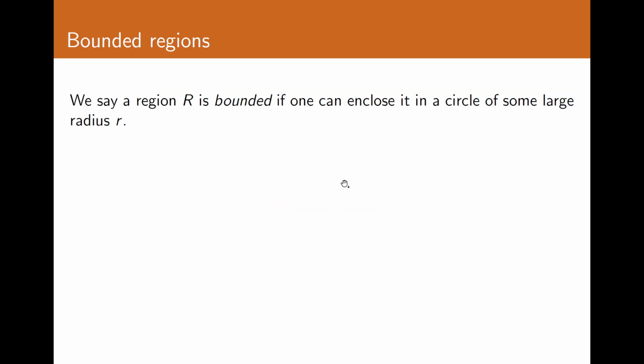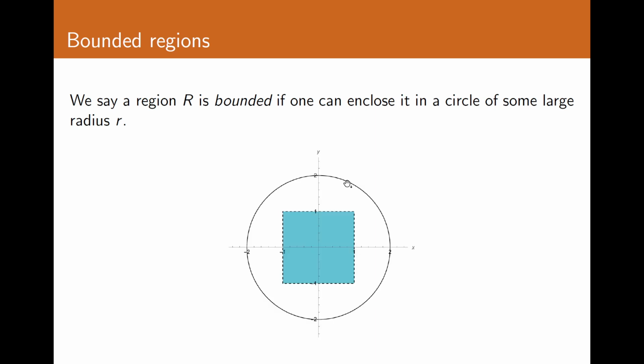We say a region is bounded if one can enclose it in a circle of some large radius r. So for instance, with the last region we looked at there that didn't contain its boundary points, notice I can draw a circle around this. So that means it's a bounded region. If you think of something that wouldn't be bounded, just think of taking the region to be the first quadrant. There's no way to draw a circle around the entire first quadrant. So that would be an unbounded region. So this circle can be arbitrarily large, it just has to be some finite radius r.